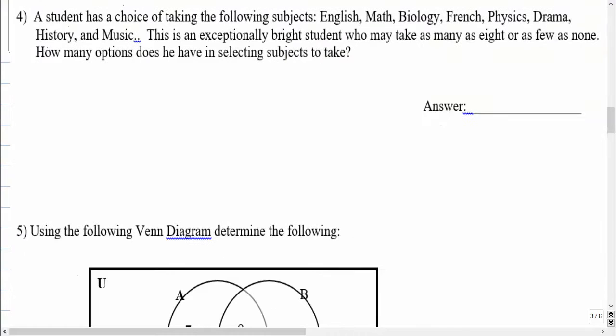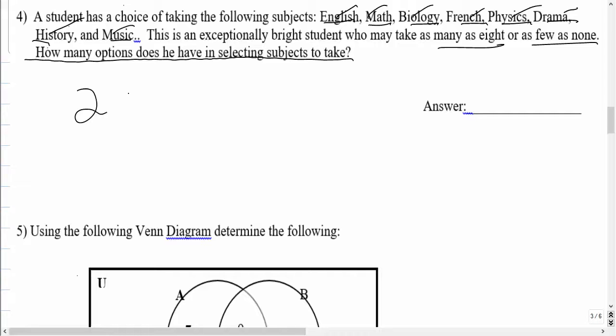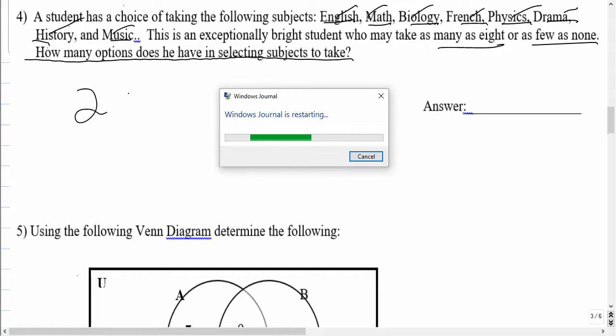Number 4. A student has a choice of the following subjects. They can take English, math, biology, French, physics, drama, history, music. This is an exceptionally bright student who may take as many as 8 or as few as none. In other words, they don't care to go to school. How many options does he have in selecting subjects to take? Now, with this problem, what you have to realize is that when you talk about the number of options he has in selecting subjects to take this semester, he's picking a subset of this set of subjects, okay? So, we're talking subsets here. Since we have 1, 2, 3, 4, 5, 6, 7, 8, we have 8 possible elements.